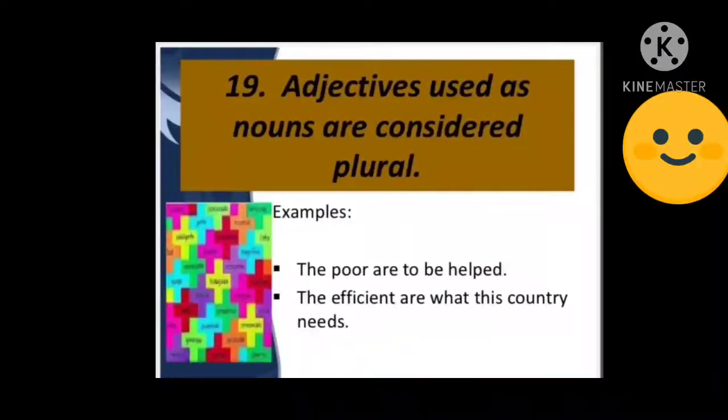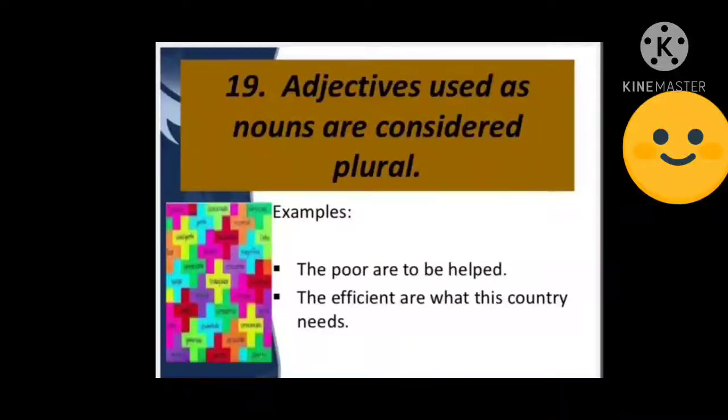Rule number 19: adjectives used as nouns are considered plural. If adjectives are used as nouns, they always take a plural verb. That means if the definite article the is being used before the adjectives poor, rich, efficient, educated, etc., then the adjectives refer to or represent nouns. The poor, here the poor means all the poor people are to be helped. So, here the poor are considered to be plural. So, we are using a plural verb.